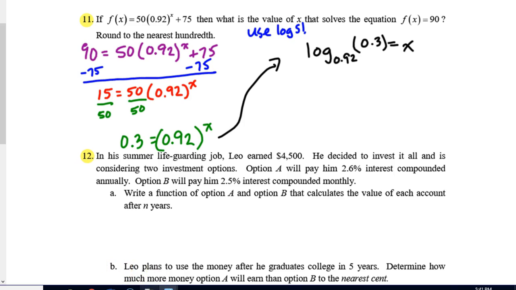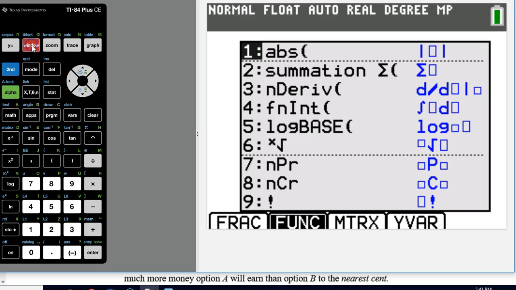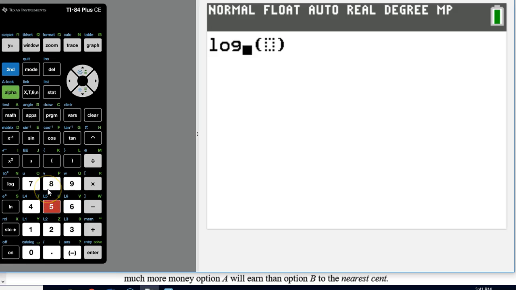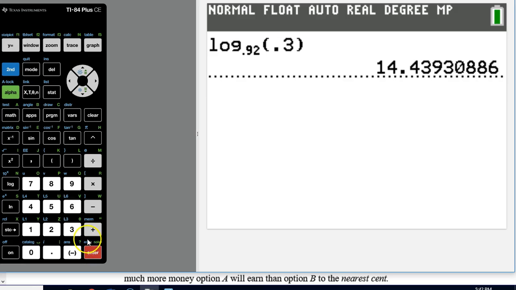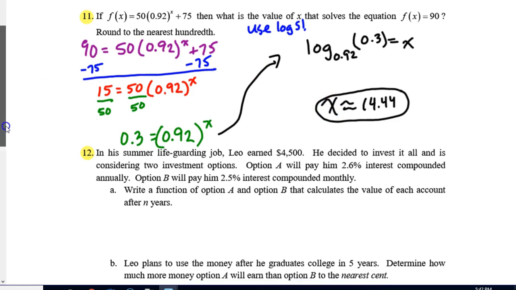Now it's a calculator question. I can go to my calculator and evaluate this. So I go to my calculator, I do alpha, window, choice 5, and I can put in 0.92. And it comes out to the nearest hundredth to be 14.44. Okay, again, that could be checked. We could sub that back in and confirm that we're pretty close.